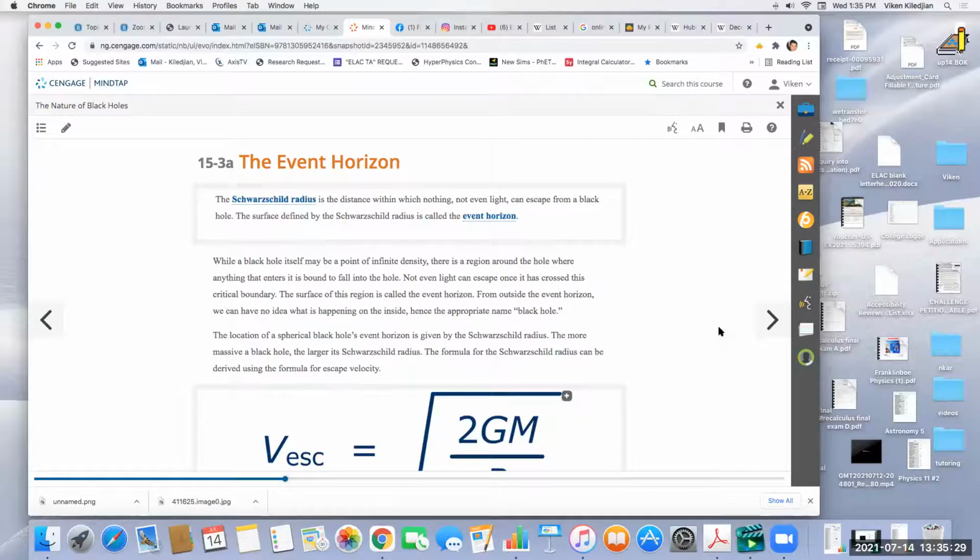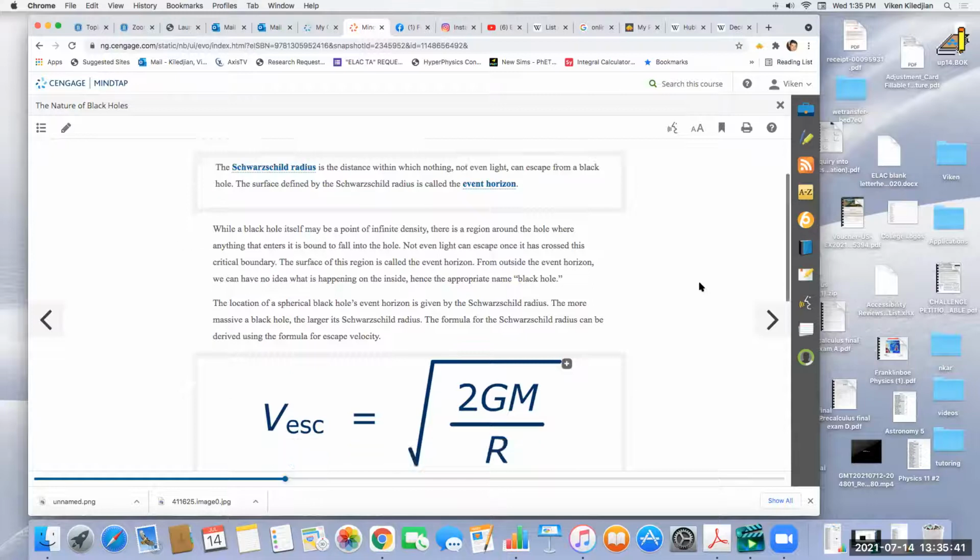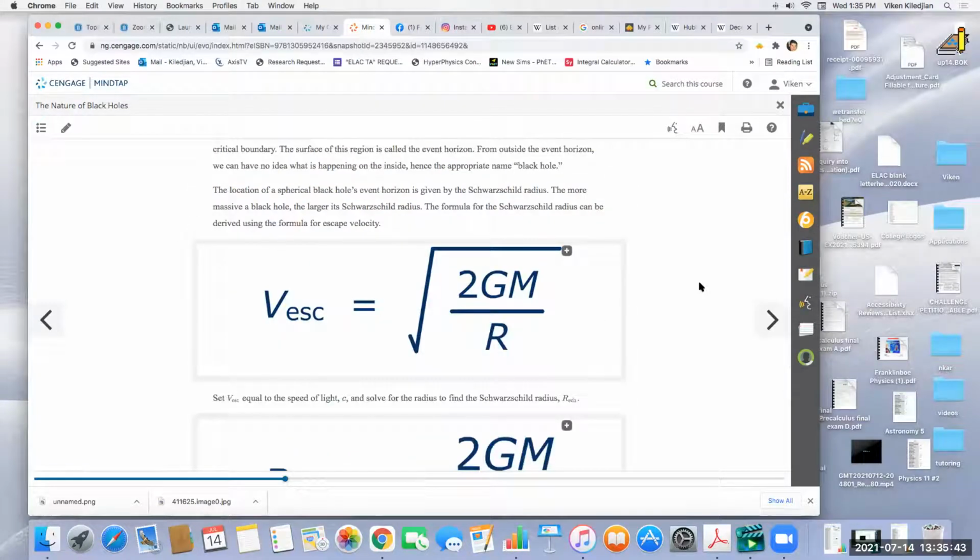The surface of this region is called the event horizon. From outside the event horizon, we can have no idea what is happening on the inside, hence the appropriate name, black hole. The location of a spherical black hole's event horizon is given by the Schwarzschild radius. The more massive a black hole, the larger its Schwarzschild radius. The formula for the Schwarzschild radius can be derived using the formula for escape velocity.